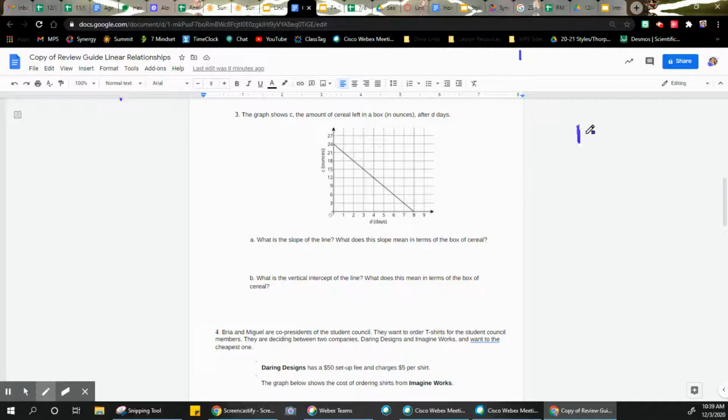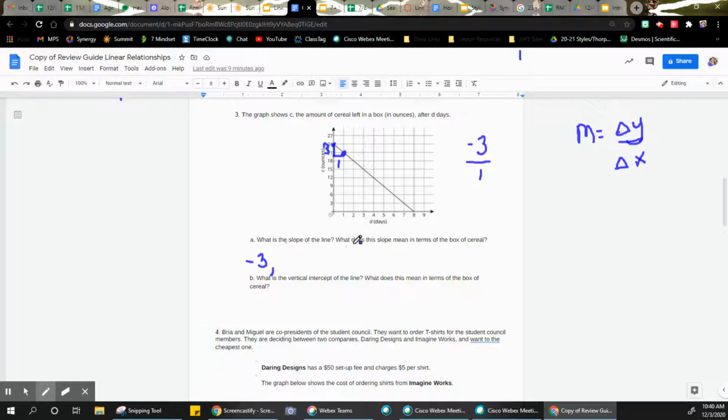So remember that our slope formula is M equals the change in Y over the change in X, or the rise over run. So I've got a point here, which is 24, and then I've got a point here, which is 21. So that means I'm going down 3, because from 24 to 21 is down 3, over 1. So then that means it's negative 3, because I'm going down, over 1. So that makes my slope negative 3.